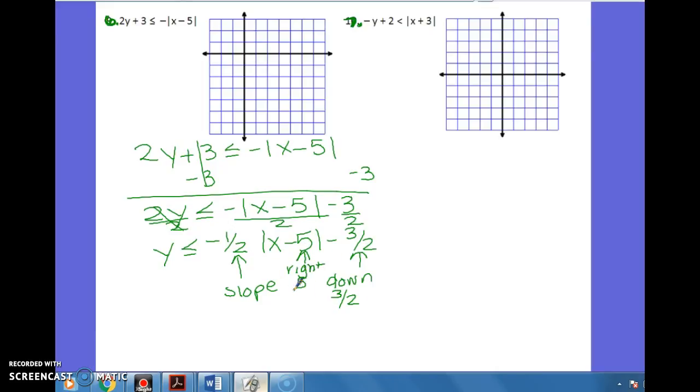So what you do to graph your vertex is you go right 5 units. So instead of starting at 0, 0, I go right 5 and then down 3.5, which is 1.5. So you're going to be like in the middle of the 2 boxes. Or you could change your y values to be by half increments, but otherwise 3.5 is the same as 1.5.